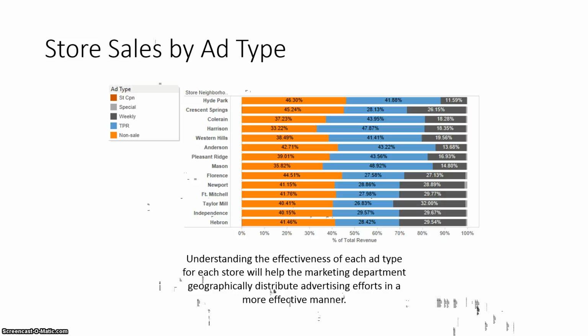Looking at store sales by ad type, we can see that there are two major breakdowns here. We have about the top half where the breakdown is about 40% non-sale and about 40% TPR, give or take about 10%. Additionally, the bottom half is about 40% to 25% for that same breakdown. Crescent Springs, even though it's in the top half, follows an advertising pattern similar to the bottom half.